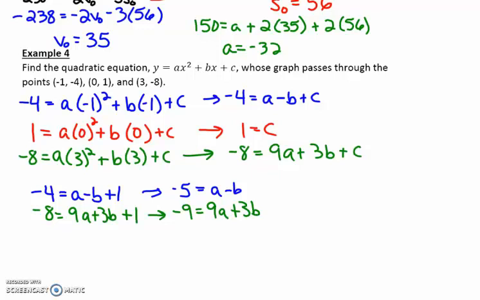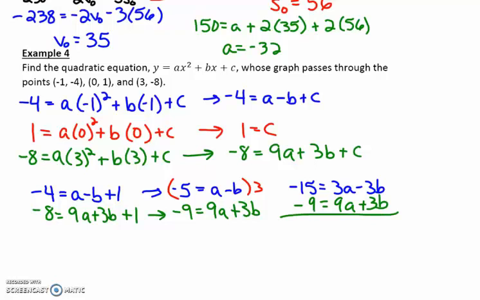Okay. So now let's multiply the first one by 3. That way our b's will cancel. All right, so we end up with negative 15 equals 3a minus 3b. And then negative 9 equals 9a plus 3b. So then we get negative 24 equals 12a. The b's cancel. So a is negative 2. Then we can take that and plug that into any one of our equations.